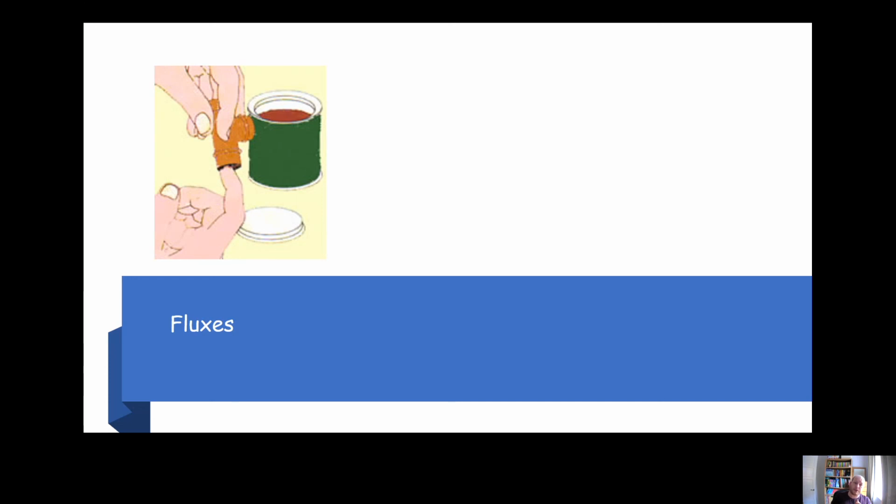Firstly is flux. Flux is what we use when we solder pipes to allow the solder to run. But you should not apply it with your finger, like you can see in this picture here. You should always make sure you use a brush, because contact with flux can eventually lead to dermatitis, and it's not a good thing to do. So make sure when you use flux, you apply it with a brush. It wouldn't do any harm to wear gloves as well.